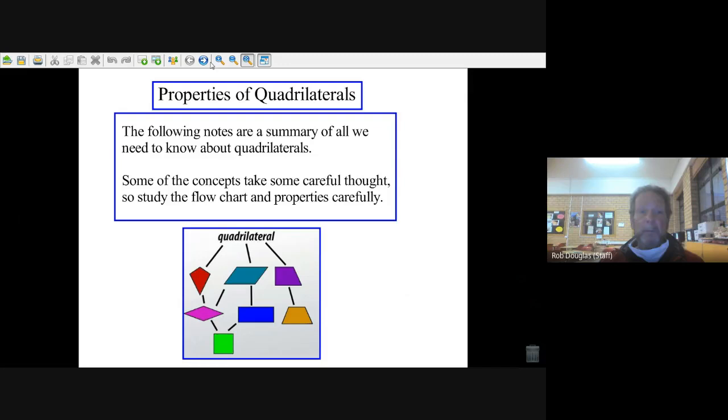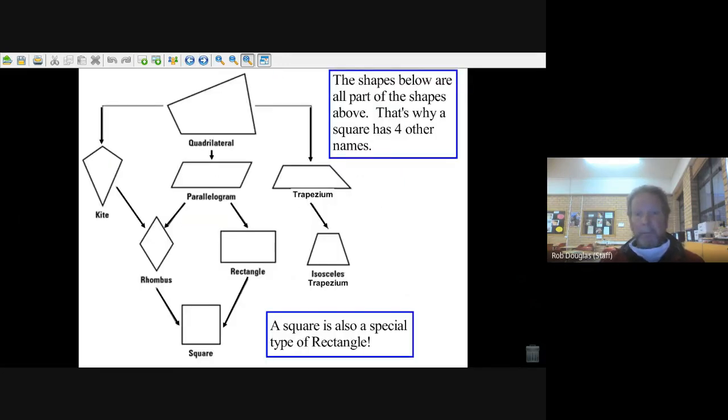We're going to look at a different flow chart right here. And a quadrilateral's got four sides. Anything with four straight sides, a four-sided polygon, is a quadrilateral. If the sides are parallel, then it's called a parallelogram.